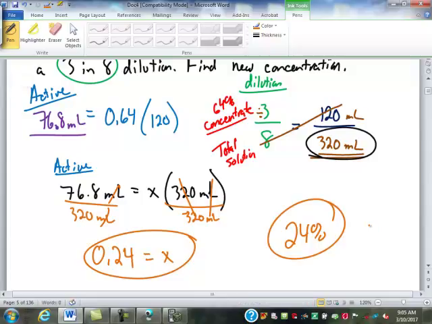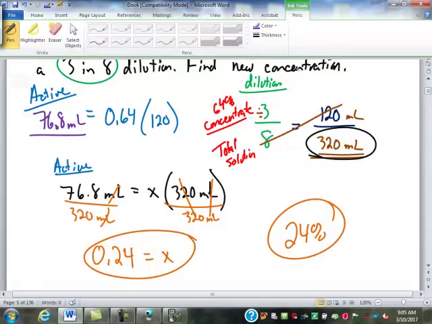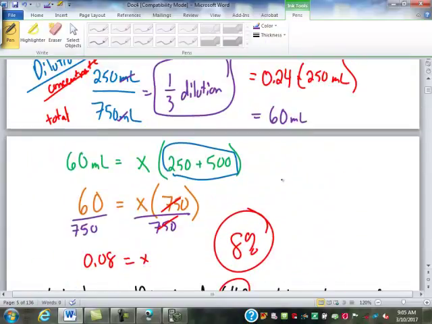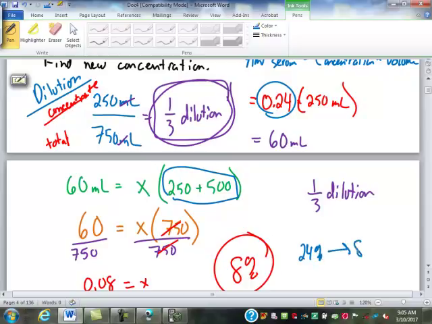So this is just another way of doing those mixture problems that we did at the end of last unit, but it only works when we're using pure saline, so no active ingredient in what we're diluting it with. Now, something we will notice if we go back through these problems. This one up here was a 1 in 3 dilution. The concentration went from 24% to 8%.